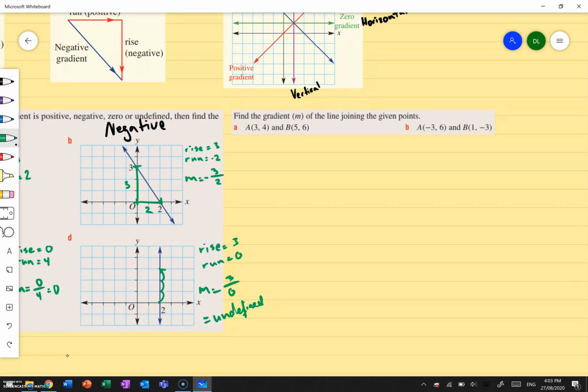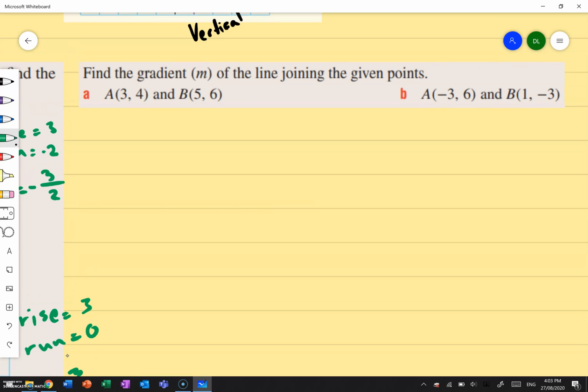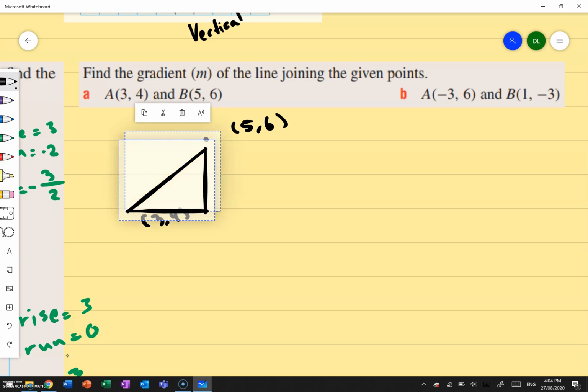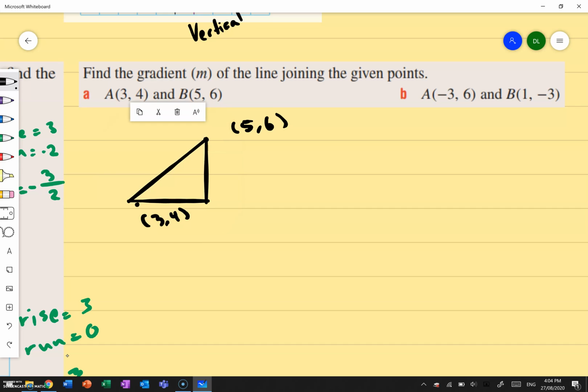Now we can use our formula to find the gradient. So let's do that in this question over here. Find the gradient m of the line joining the given points. So A equals (3, 4). That's my first point. And my second point is B, (5, 6). What I'm going to do is actually just draw those points in. So let's say that's (3, 4). It doesn't actually matter where they are. And let's say this one is (5, 6). I'm going to draw a line between them and then draw some sort of triangle. There we go. It's not perfect, but that'll do. So I've got the points (5, 6) and (3, 4).